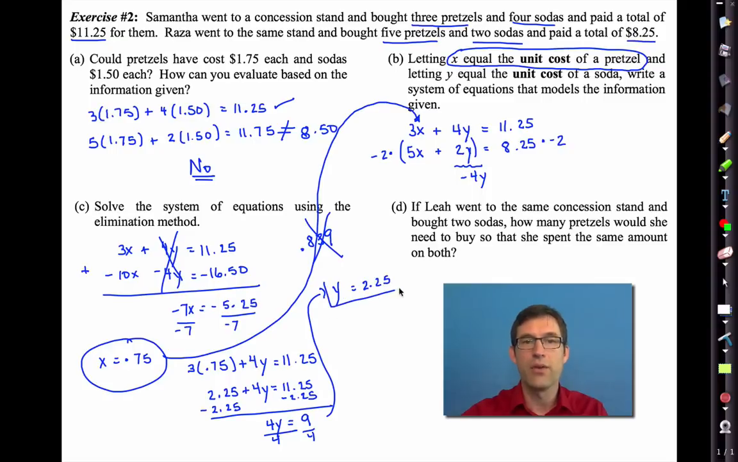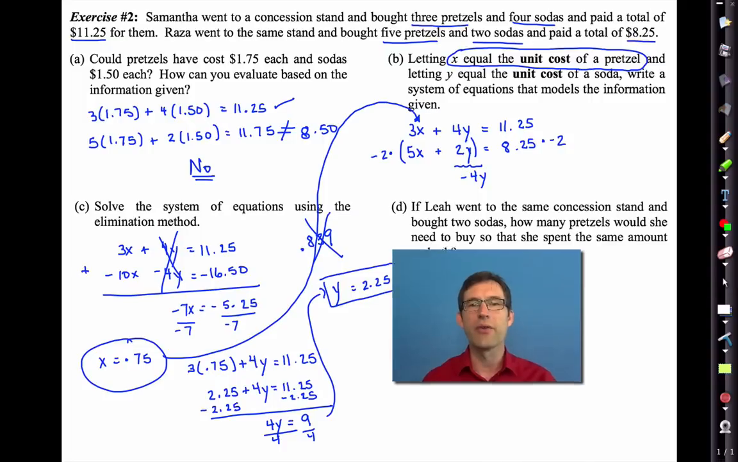Again, something that I want you to pause and think about for a minute. Y is the cost of a soda. Again, it makes sense. It's not negative. It's not outlandishly large. It doesn't have extra decimals that it shouldn't. $2.25 for a soda seems reasonable. All right, let's finish this problem off with letter D.